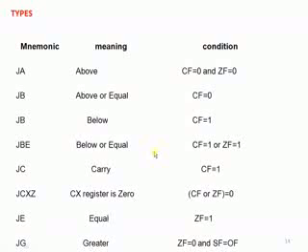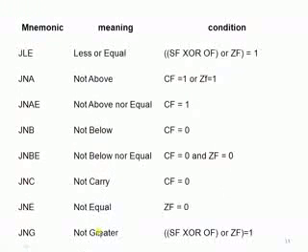Let us see some of the instructions which come under these conditional jumps. Jump if above: here it checks two flags, CF and ZF, and both should be 0. Then jump if below, jump if above or equal, jump if below or equal, JC jump if carry, and JCXZ, which is nothing but jump if CX is 0. Then jump if equal, and jump if greater. All these instructions perform condition checking on these flags, and if those conditions are satisfied, then only they transfer the control to the specified location.